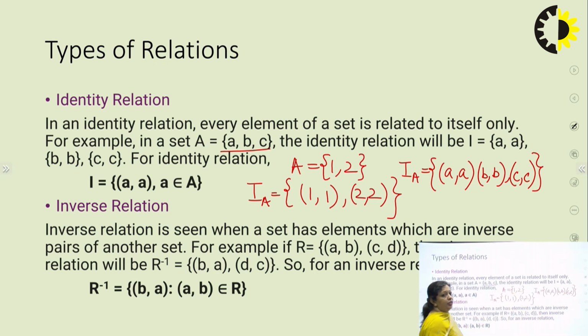Now, coming to the next relation, that is the inverse relation. If I talk about the inverse relation, right now we were saying that if I have a relation R, it is actually going to contain an ordered pair (a,b).